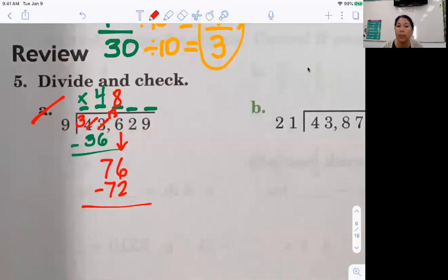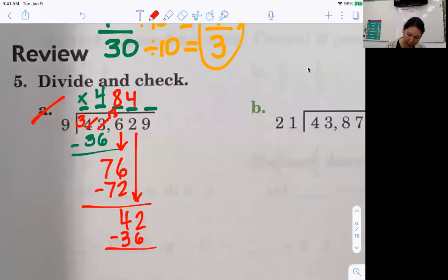6 minus 2 is 4. Bring down my 2. 9 times what can get me close to 42? Same thing as before, 4. 9 times 4 is 36. Let's subtract. Cross out my 4, make it a 3. Cross out my 2, make it a 12. 12 minus 6 is 6.